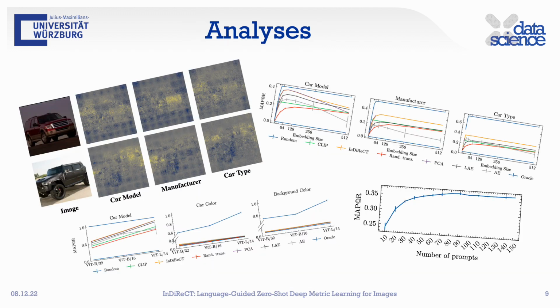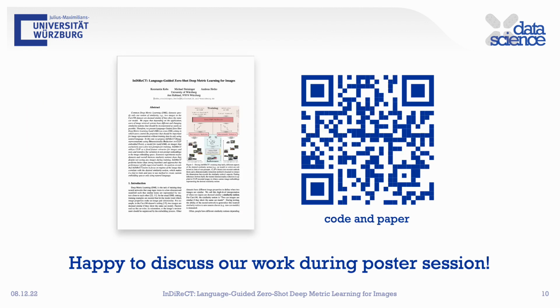We also perform plenty of analyses to better understand InDiReCT. For example, we show that the model focuses on important image regions depending on the similarity notion. We also investigate the effects of different embedding sizes, CLIP model sizes, and number of prompts.